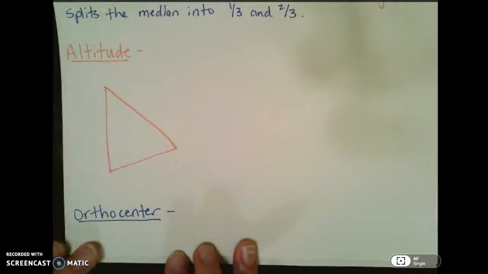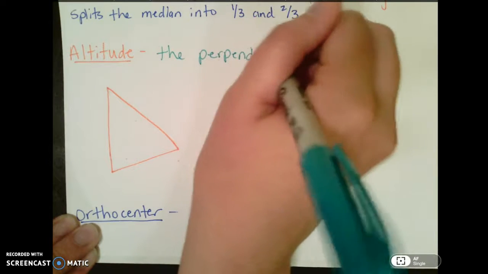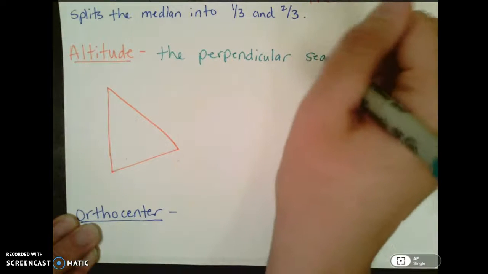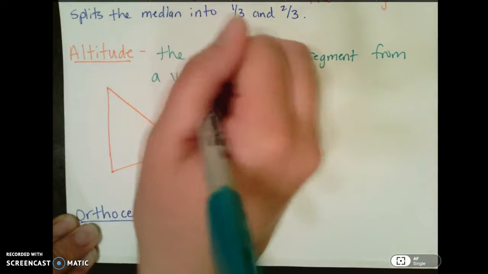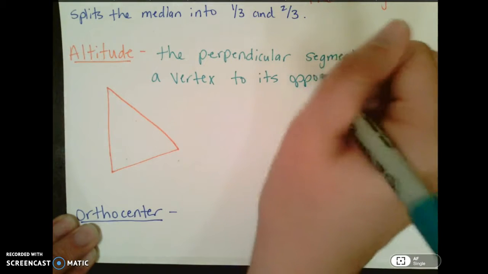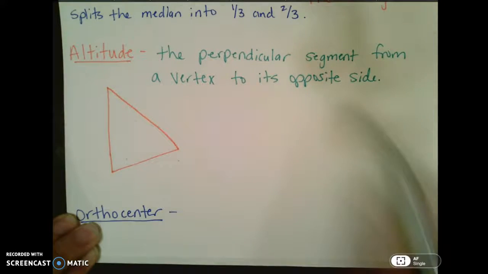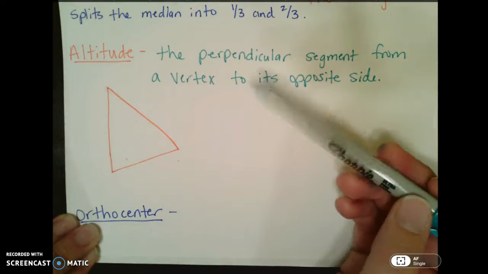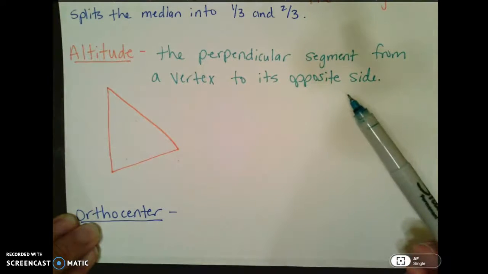The next thing we have is an altitude. An altitude is the perpendicular segment from a vertex to its opposite side. So let's kind of review our vocabulary here. Perpendicular is when lines intersect to form a right angle. So we have a perpendicular segment from the vertex to its opposite side.